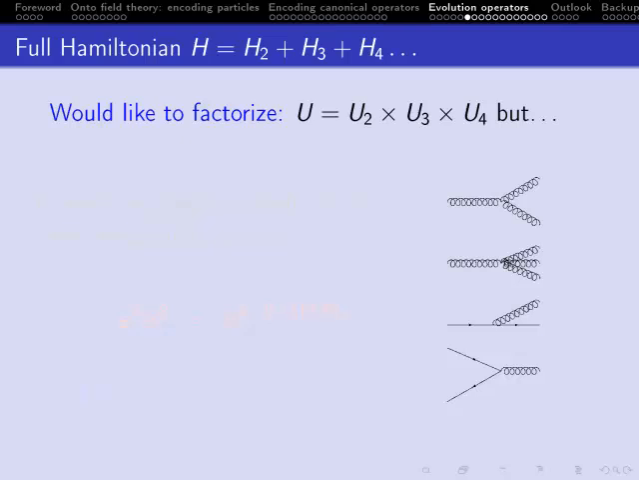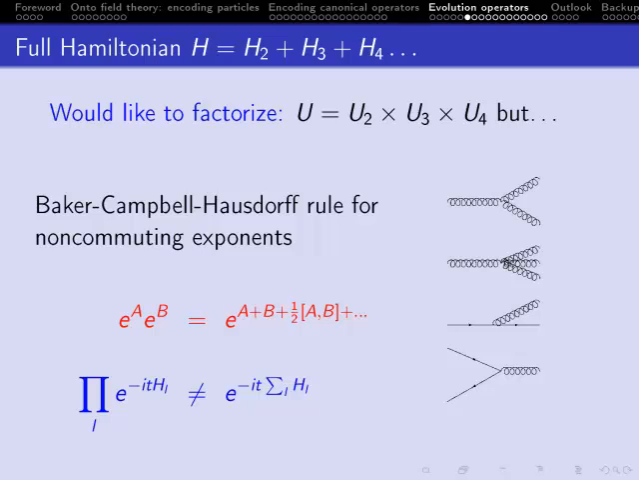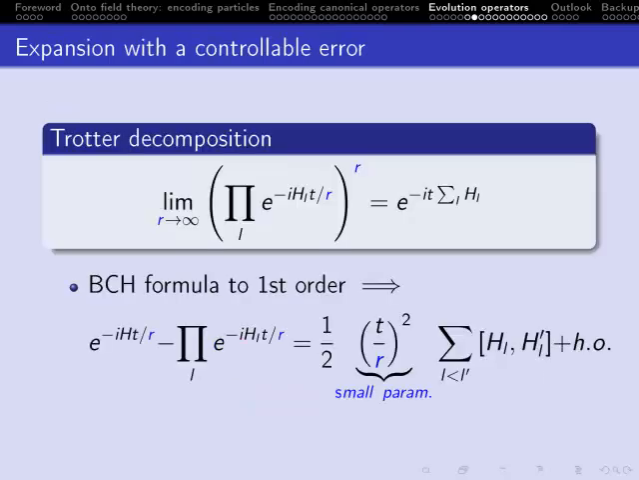So the Hamiltonian is a sum of pieces, so you would like to factorize this, the unitary operator, as a product of gates, but that's unfortunately not possible because of the Baker-Campbell-Hausdorff rule. If you have exponents that don't commute, this is not a simple product. This is what we have, this is what we want, and the two things are different. Okay? But there is something called the Trotter decomposition, which tells you that the limit of a product of these exponentials to the R power is the exponential of the total Hamiltonian. But this is a limit.